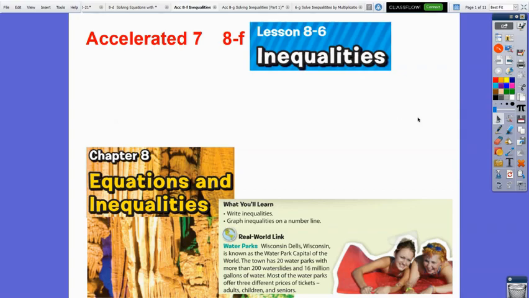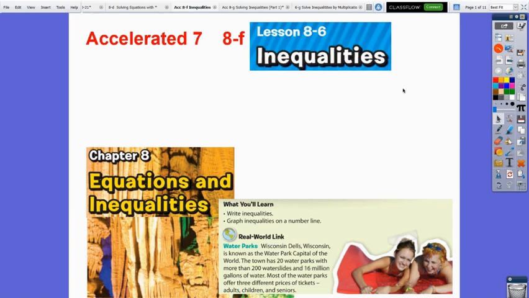Guys, Mr. Riley here with the next section of Unit 8. We have covered solving equations, one-step equations, two-step equations, and equations with like terms and distributive property. And now we are going to shift over to solving inequalities.